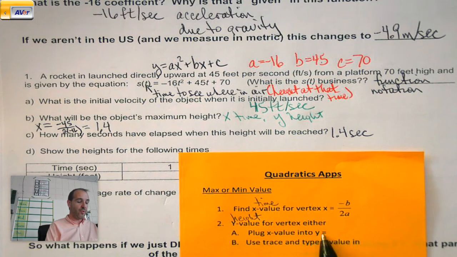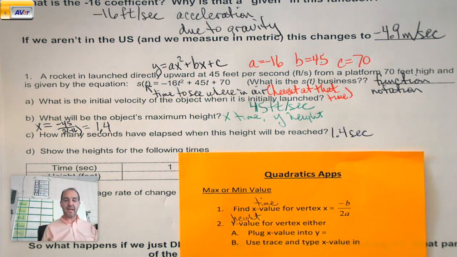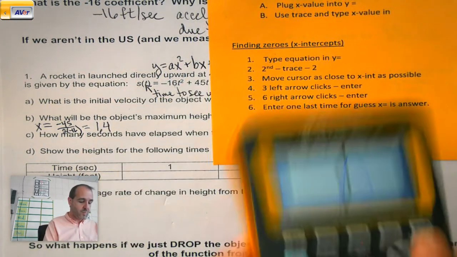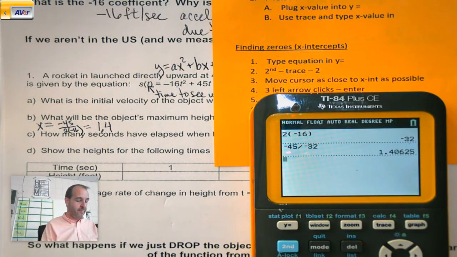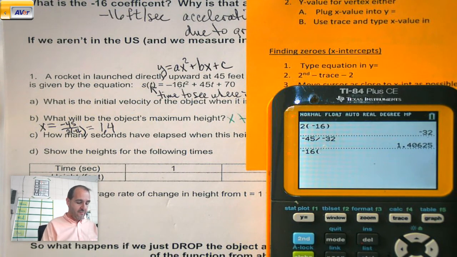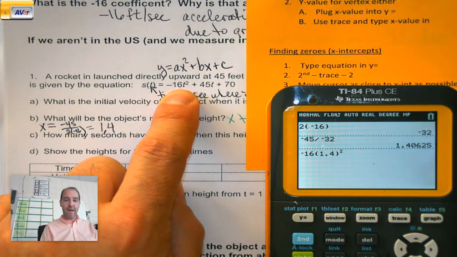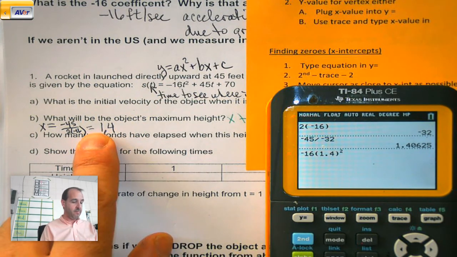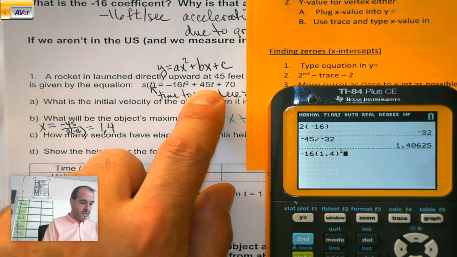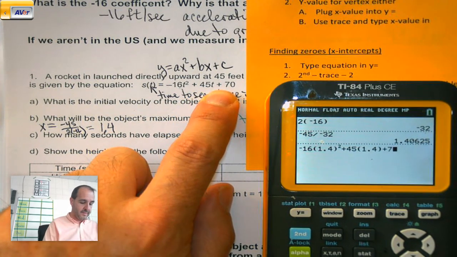To find the y value, okay, so again, x value, time, y value, height. I can plug the x value into y equals. I can plug it right back in here. Or I can use trace and type the x value in. Now I'm going to show you both. It's just how I like to roll with things. So if I'm doing this algebraically, here's my equation, negative 16, and every place that I saw an x, or a t in this case, I would plug 1.4 in, okay? So my t, plus 145, 1.4, plus 70.